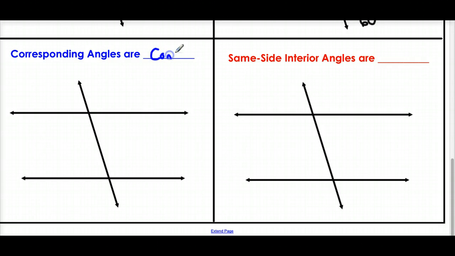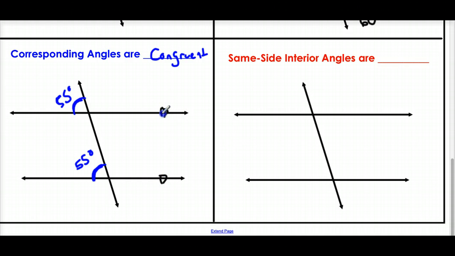Also congruent. All right. So, example corresponding, top left-hand side, top left-hand side. These are corresponding angles. And so if this was, let's say, 55 degrees, we know this would also be 55 degrees because corresponding angles are congruent when the lines are parallel.